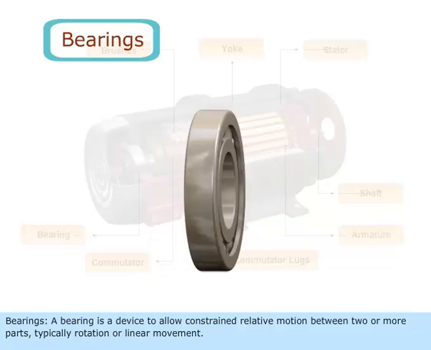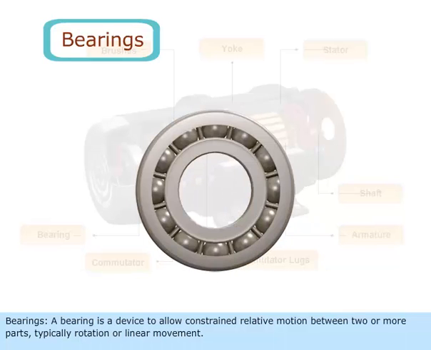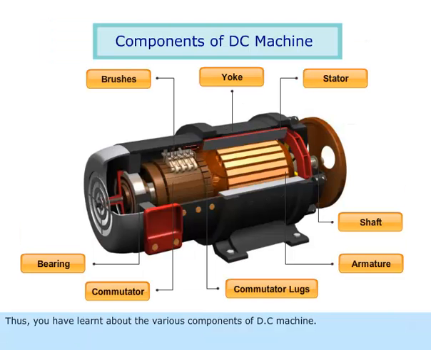Bearings. A bearing is a device to allow constrained relative motion between two or more parts, typically rotation or linear movement. Thus, you have learned about the various components of DC machine.